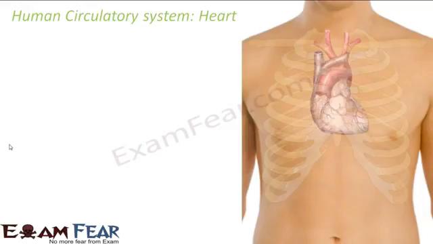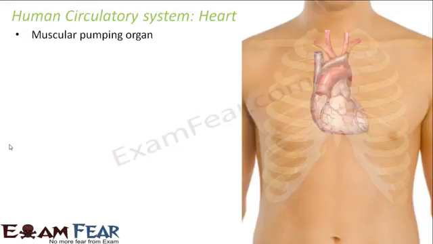So with this, we will conclude our discussion on the blood vessels and we will now discuss in detail about the human heart. Heart, which is the pumping organ of the circulatory system. Let us look in detail the structure of the heart. So it is the muscular pumping organ. It is located in the thoracic cavity between the lungs.